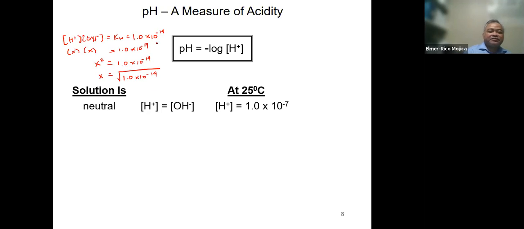So if you get the square root of 1.0 times 10 to the negative 14, it gives you this value. So at neutral concentration, both the H plus and the OH minus would have a concentration of 1.0 times 10 to the negative 7. And it will give you a pH equals to what? 7.